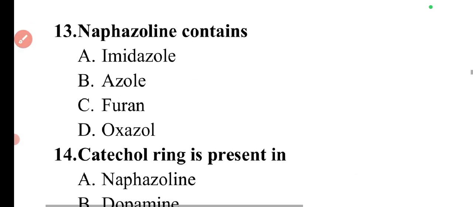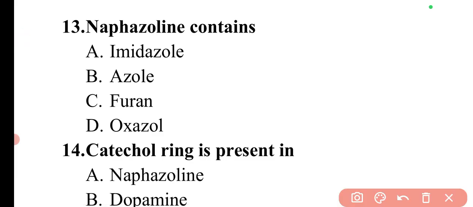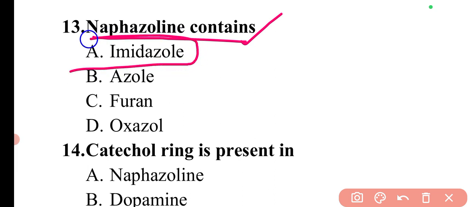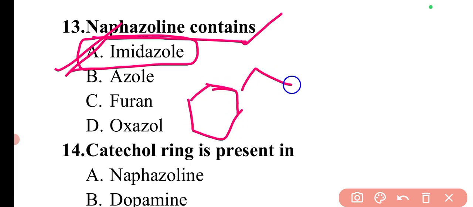Next, moving to another question. The question is, naphazoline contains, so basically the naphazoline drug contains the imidazole moiety. So here option A will be the correct answer. Naphazoline is an adrenergic drug. It is very important. If I tell you the structure of this naphazoline, we will have two benzene rings fused with each other, which is a naphthalene ring.